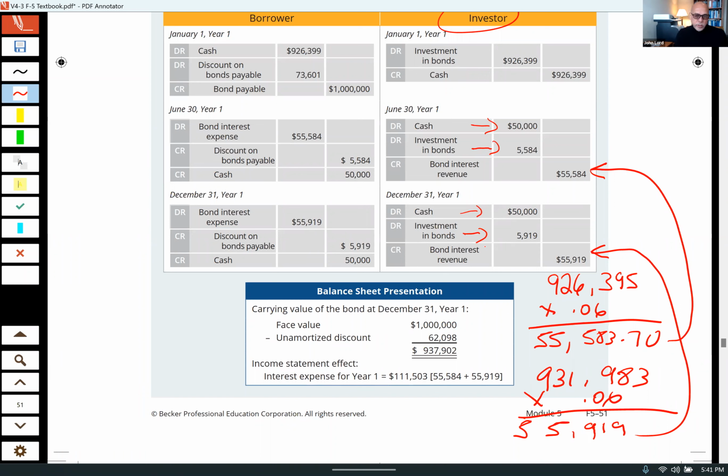Okay, so you will see questions, primarily multiple choice questions is where I'm seeing this. You'll see multiple choice questions asking you how to calculate the bond interest revenue for the investor. Okay, we waited till now to talk to you about this because the mechanics you can see are really mirror images of each other. This could have been covered in chapter 4, however, where we talked about bond investment.